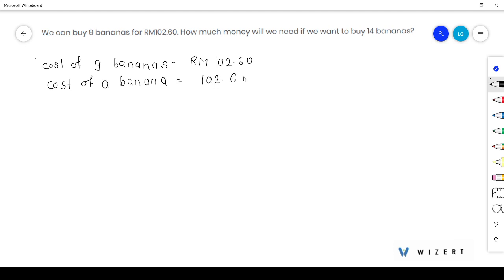cost of 9 bananas, that is 102.60 divided by the number of bananas, that is 9. So it is 11.4 Rm.